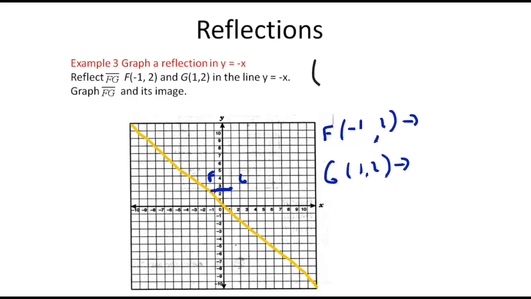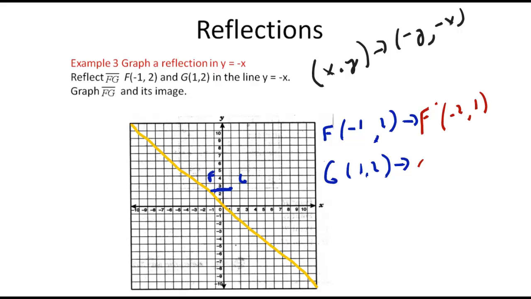If you remember your rule on this one, it says you take your point, and when you reflect it across y equals -x, you not only switch the order of your 2 points, you also change their signs. -y, -x. So that means F is going to go to F prime. It's going to become a -2 and a +1. And G is going to go to G prime, and it's going to become a -2 and a -1. So I'm going to pause and plot those 2 points. So now I plotted my F point and my G prime points right here.